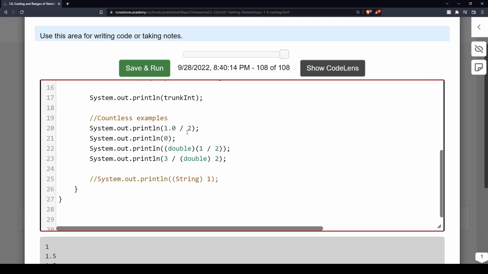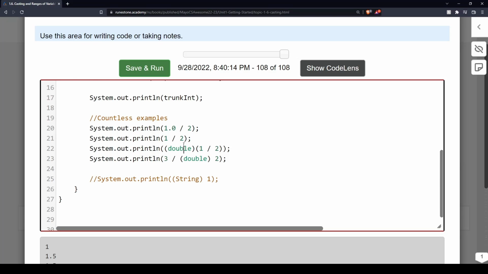In this next example, we have something very interesting going on, okay? We are casting this expression right here to type double. Now let me explain why this whole expression gets cast to type double, as opposed to this becoming a 1.0 and this becoming a 2.0. So let me just explain how this works.